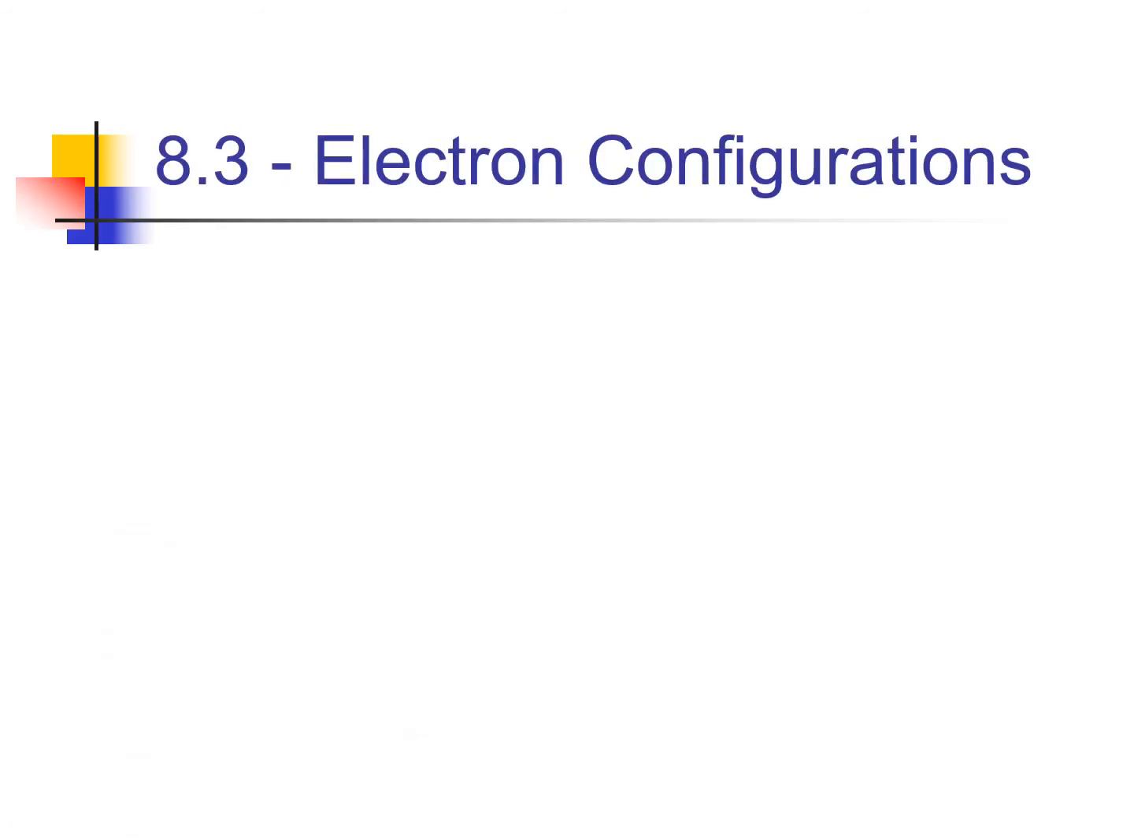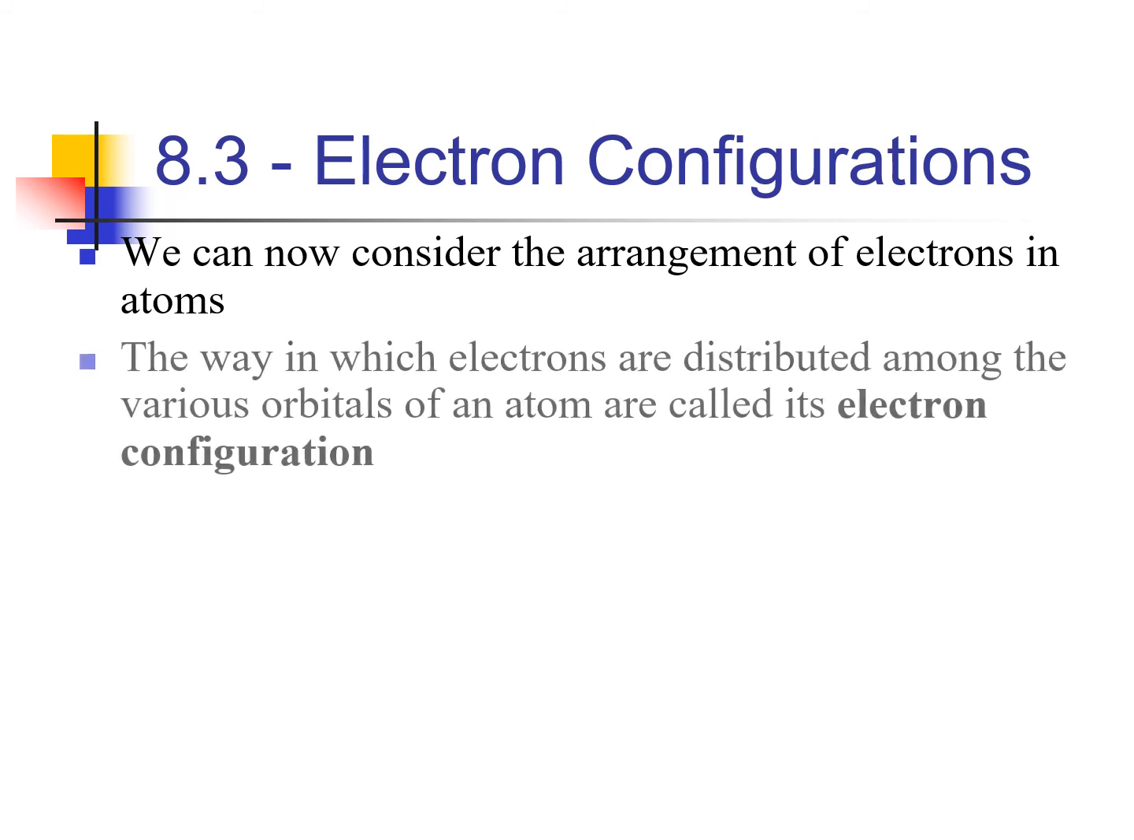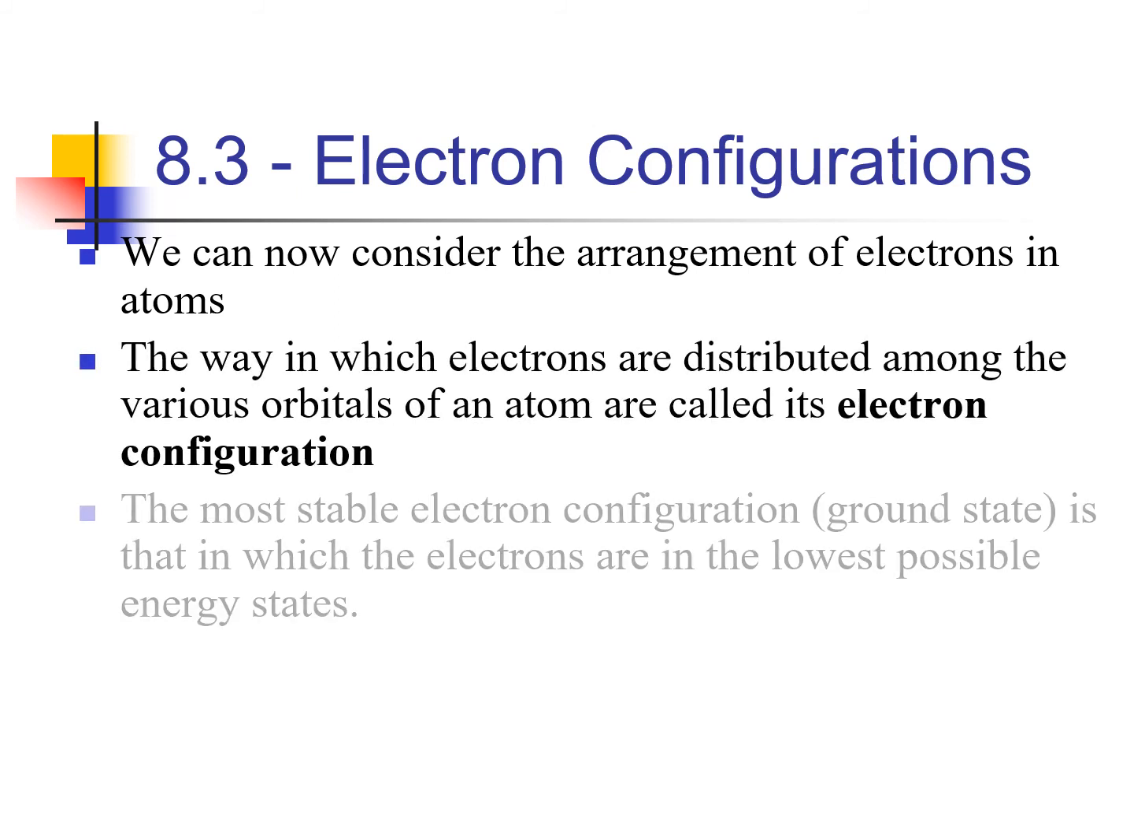Now we're going to skip a little bit, so we're moving into 8.3. Yes, we've moved chapters, but I figure while we're talking about this, let's talk electrons. We're going to move through this very fast. It is no harder than it was in your normal chemistry class. We're now going to consider the arrangement of electrons in atoms. We do this by finding what's called its electron configuration.